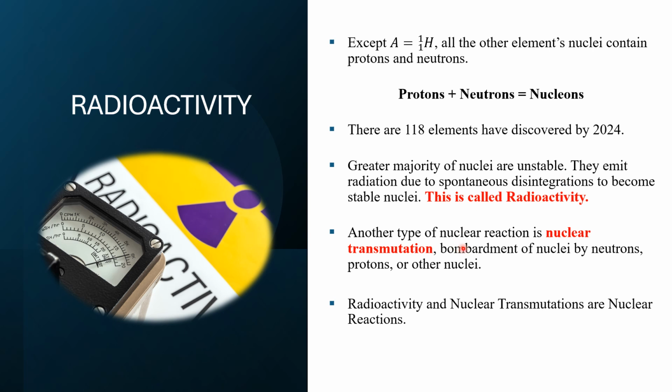Another type of nuclear reaction is nuclear transmutation. Nuclear transmutation is the bombardment of nuclei by neutrons, protons, or other nuclei. The first one, radioactivity, is a spontaneous process, but the second one requires the bombardment of nuclei, a non-spontaneous process. Both nuclear transmutation and radioactivity are nuclear reactions.